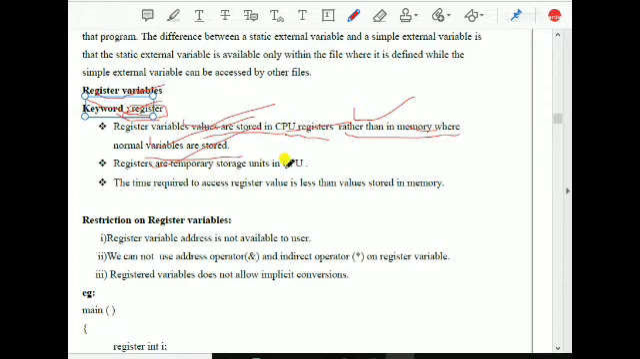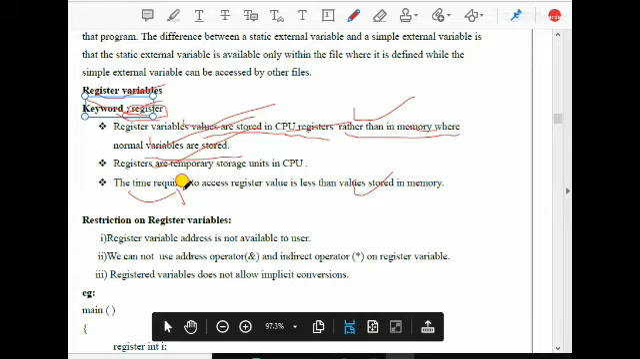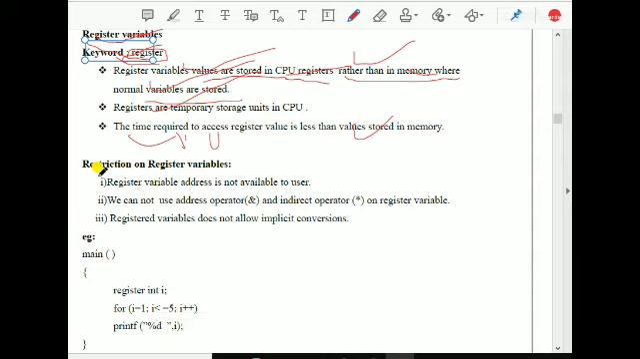Registers are temporary storage units in the CPU. The time required to access a register is very much less than a value stored in memory, because the CPU is always free, so you can access it at any time. It is free only, so it will not take much time. Restriction on register variables: the address is not available to the user because it is stored in the CPU, so the address is not there for a register. Just remember, write these 3 points.